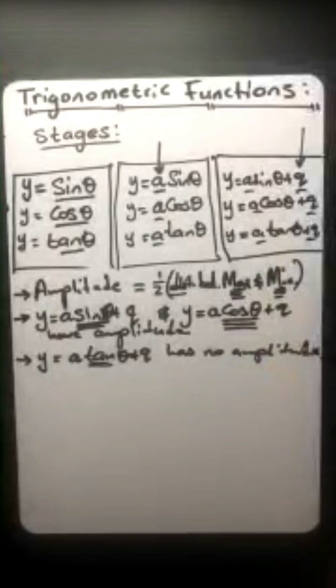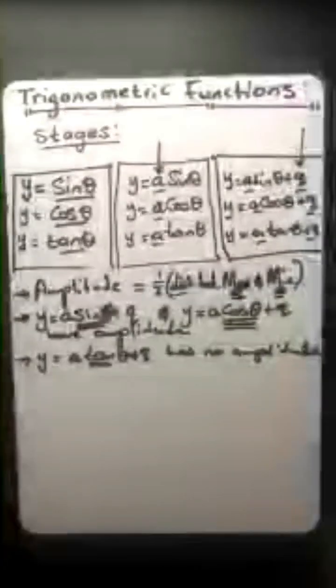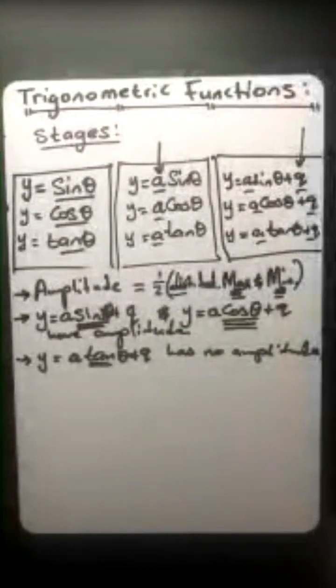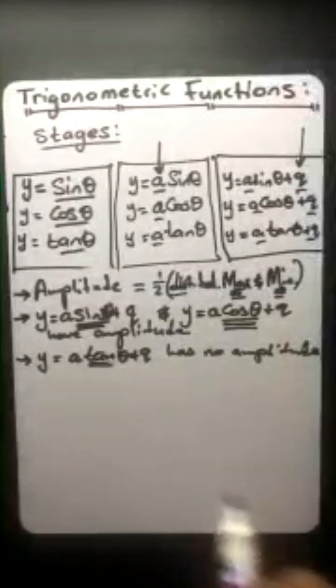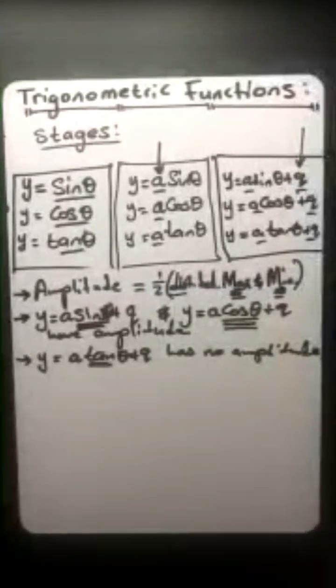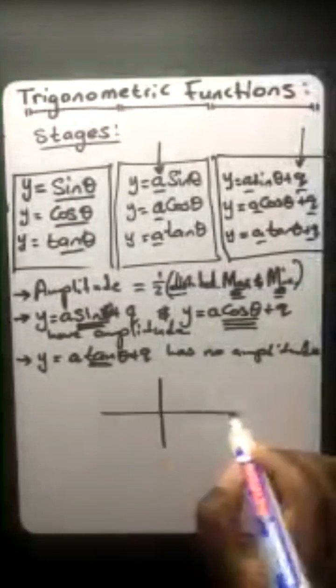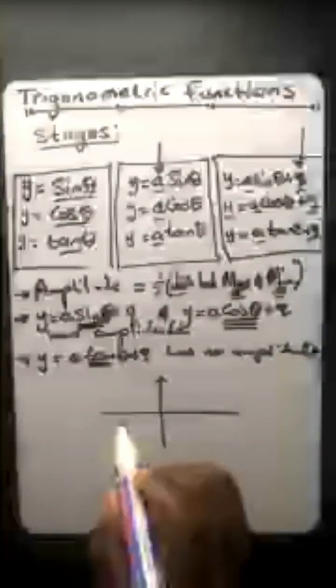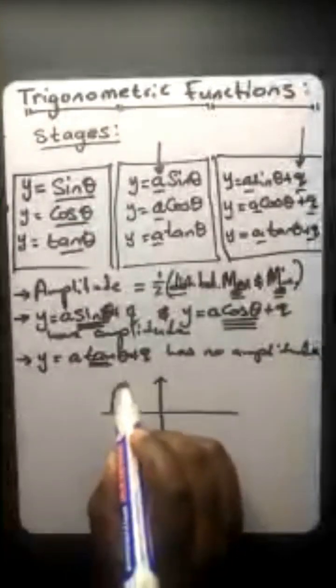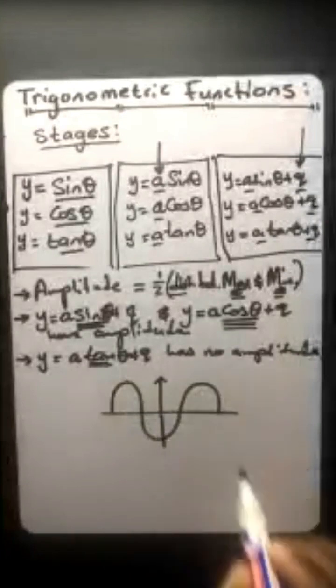That is the simplest reason that you can give in case a question is asked to say, why does that not have an amplitude? Remember, you might find that a function for sine, maybe for example, does something similar to that.